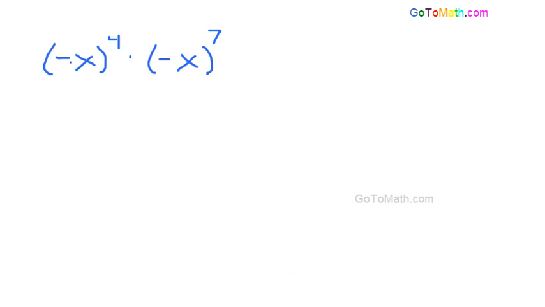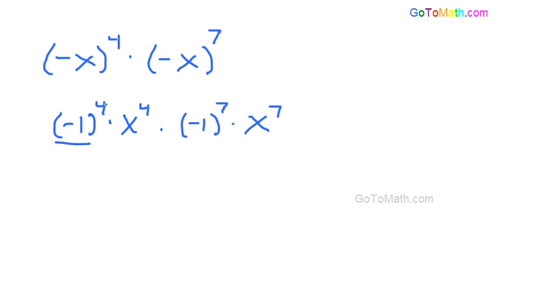Alright, so what did we say in the previous problem? Remember, this can actually be written as negative 1 raised to the fourth times x to the fourth, then this can be written as negative 1 raised to the seventh times x to the seventh. Now, because this is an even number, this is just going to be a positive 1, but since this is an odd number here, this is going to end up being a negative 1.